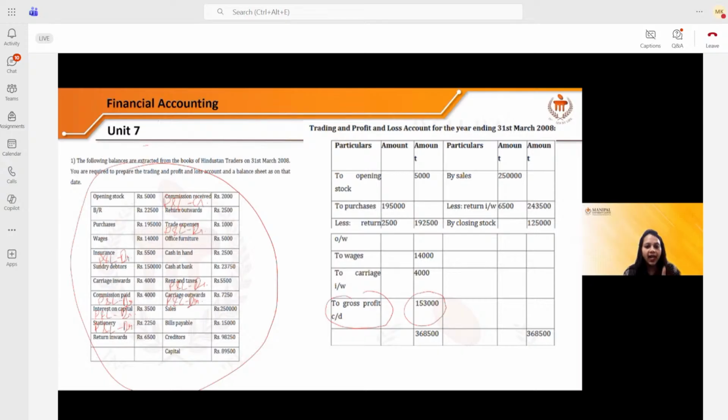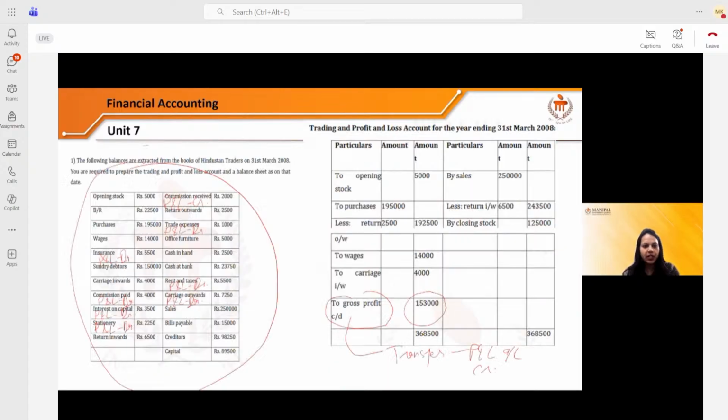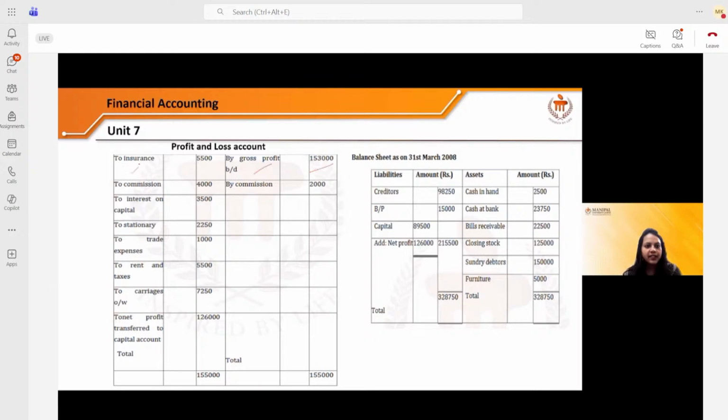So the rule says that you will have to transfer that gross profit into the profit and loss account on the opposite side. If it is a debit, then it will go into the credit side. So look at this, I have transferred gross profit 1,53,000. Okay, now I am moving to the question again. Insurance, profit and loss account, debit side 5,500.